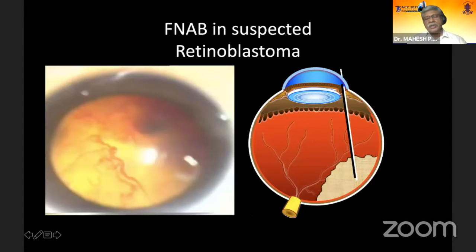So retinoblastoma is seldom biopsied. Most often we are able to confirm the diagnosis clinically or with ancillary tests such as MRI or an ultrasound. But in the rare situation when we have to do it, this is the preferred route of approach for the needle. We go through the peripheral cornea, through the root of the iris and zonules, and into the mass lesion.